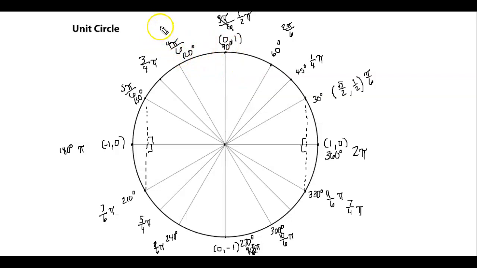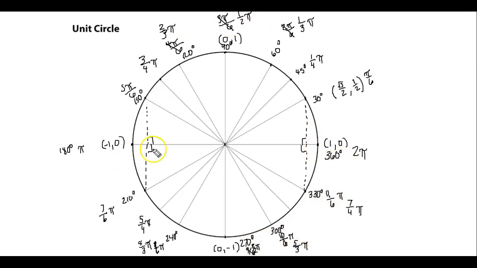So 4/6 is actually going to be 2/3 pi. So, that reduces. Another one that reduces: 2/6, that'll be 1/3 pi. 7/6 doesn't reduce. 8/6 does. It is 4/3 pi. And 10/6 is 5/3 pi. And I think that's all of them that actually reduce.